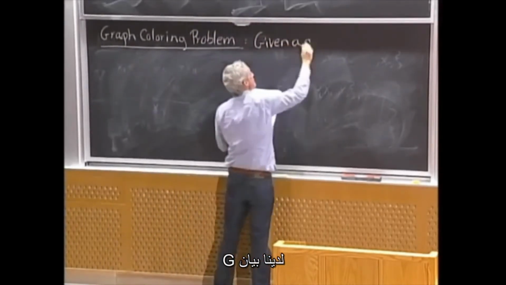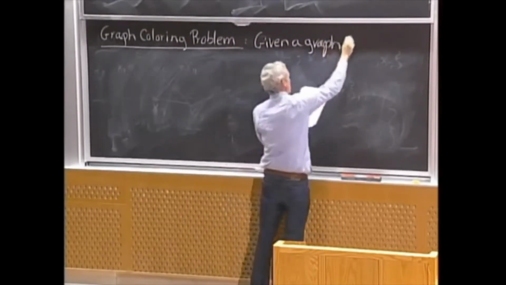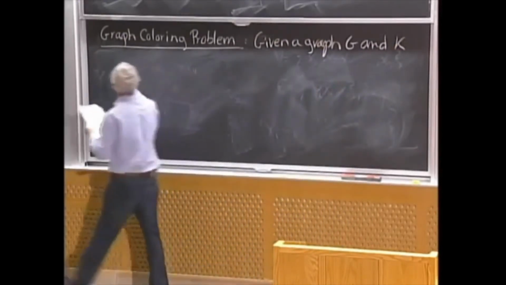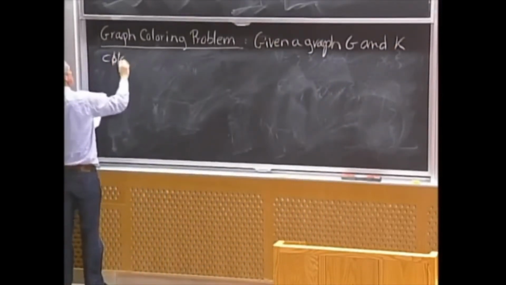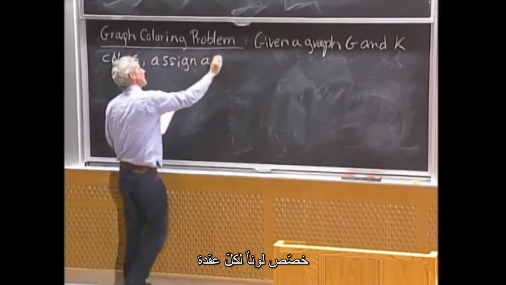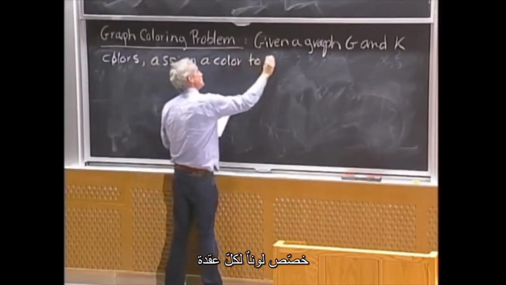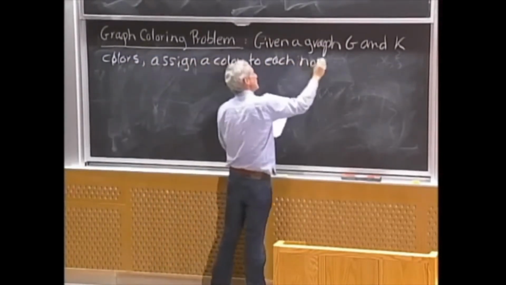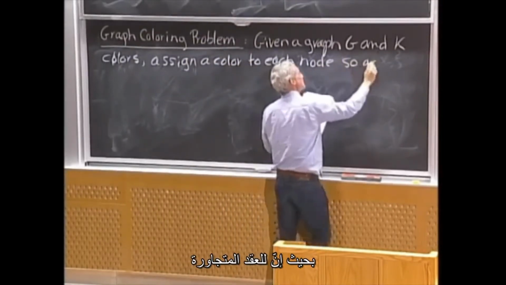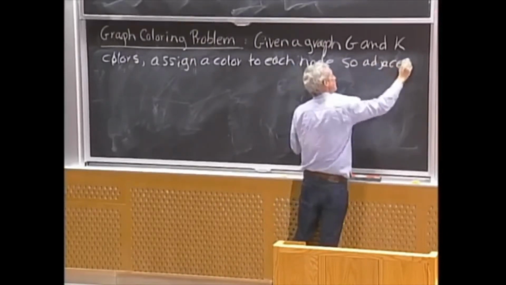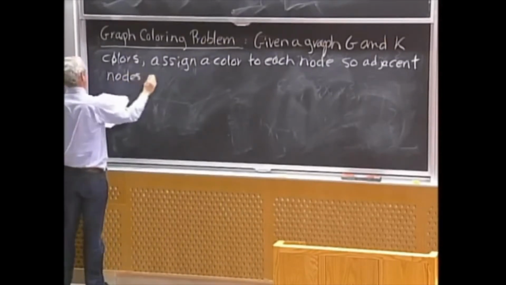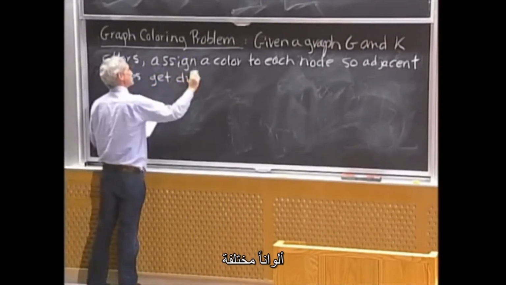Given a graph G and K colors, assign a color to each node so that adjacent nodes get different colors.